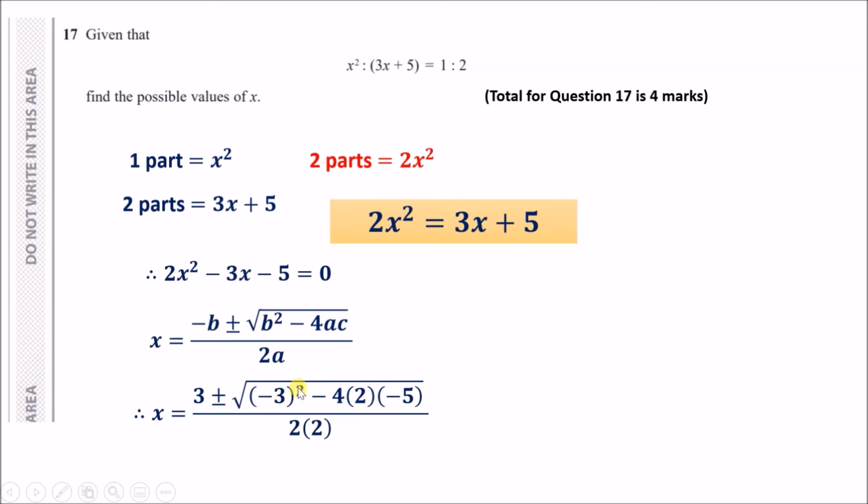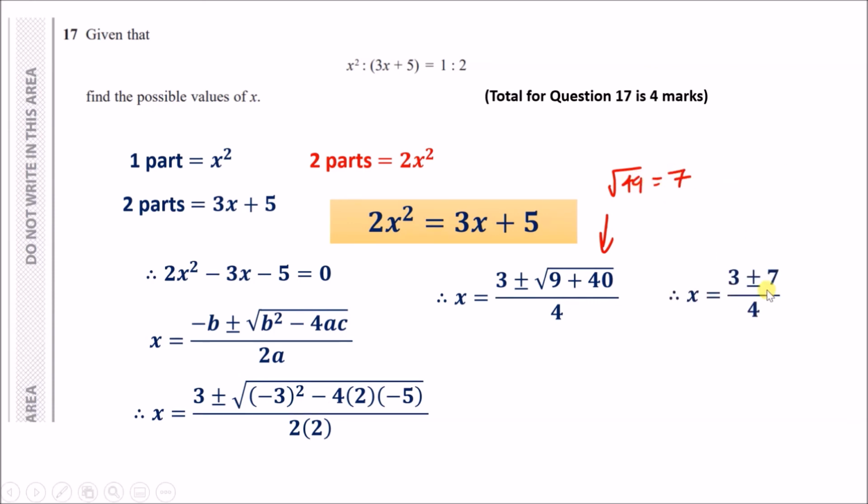So you can see here that minus 3 positive squared is a 9. And all of these values, 4 times 2 is 8, times a minus 5 gives us a minus 40. And because it's double minus, it's a plus. So you get that value. 9 plus 40 gives us square root of 49, which is 7. So updating that, you should get that.